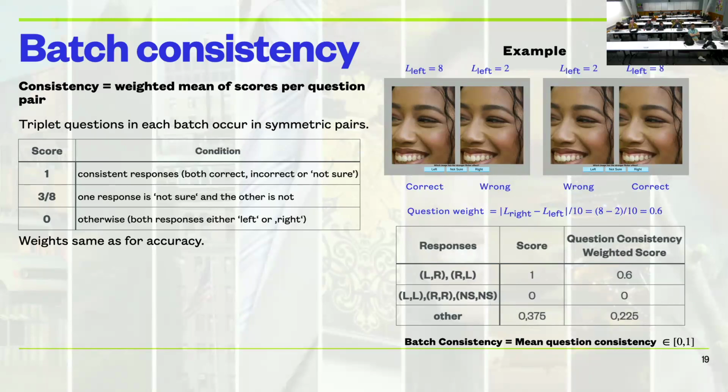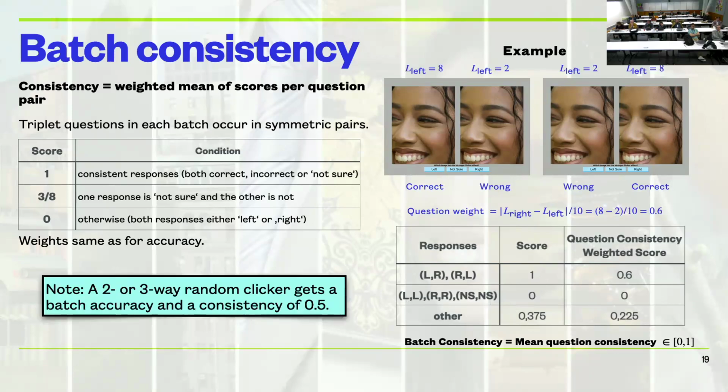Why 3/8? This is easy to explain. It was chosen such that the following is true: a 2- or 3-way random clicker, people that just randomly click either left or right, or a 3-way clicker who would click left, right, and not sure with equal probability, all get a consistency and also an accuracy of 0.5. So if you behave completely randomly as a crowd worker, your accuracy is 0.5 and your consistency is 0.5. Now keep that in mind.